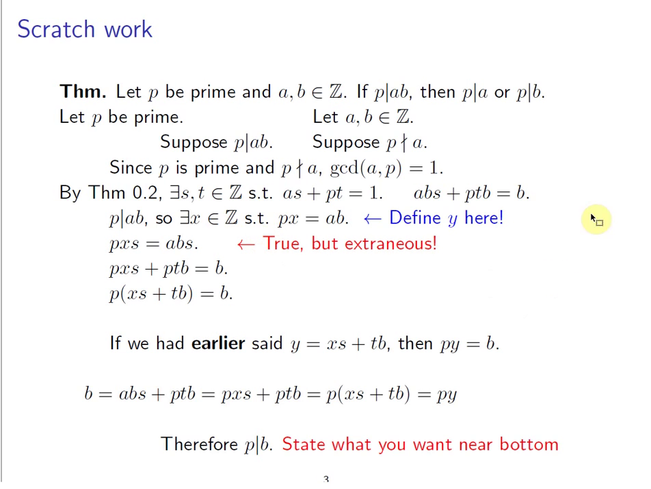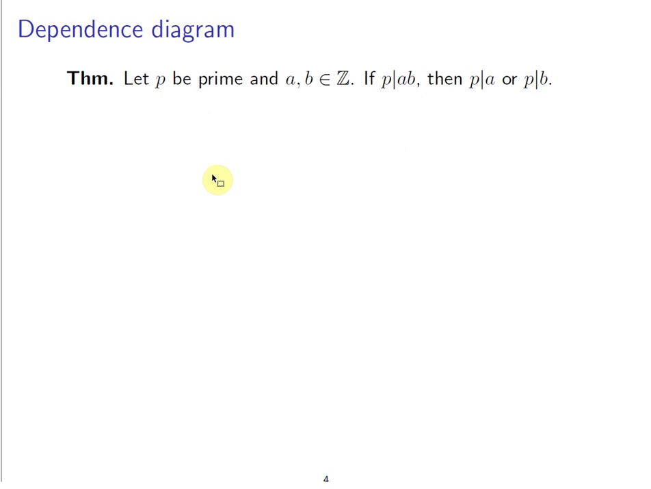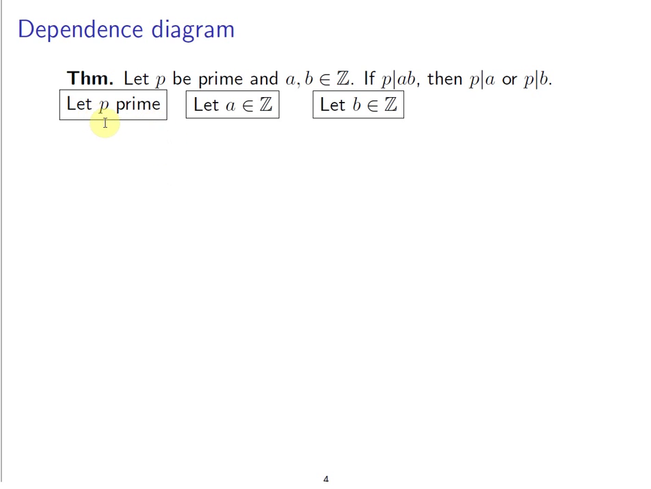From here, sometimes you'll want to just go ahead and write the proof, and that's fine. But if you have something that's a bit more complicated than this, you might draw a dependence diagram. So I'm going to try that here, even though this one's not too complicated, just to make sure we have all the pieces in some sense of order.